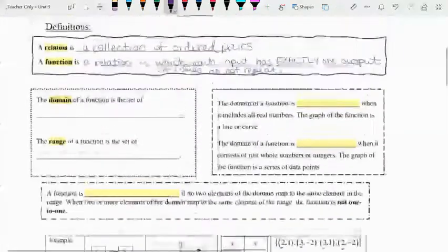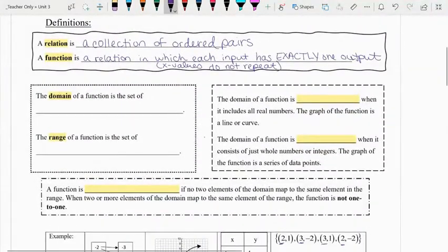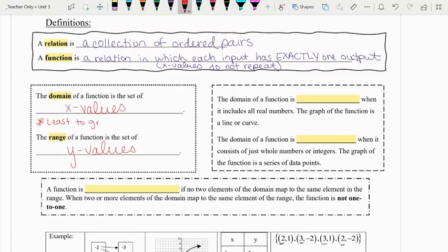Now that we've talked about relations and functions, we're going to talk about domain and range. This is something that will be talked about so often moving forward, especially in Algebra 2. Domain is the set of x values, and range is the set of y values. The number one and two rules: you go from least to greatest, with no repeating values.